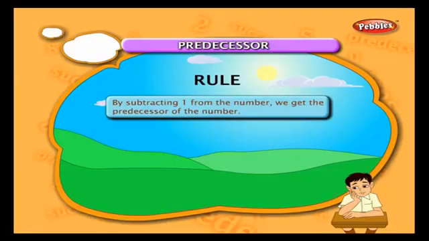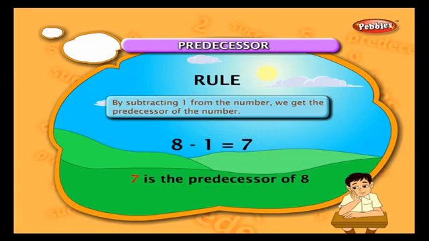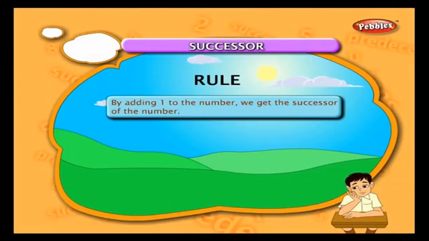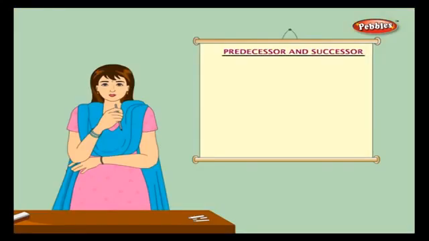Predecessor. Let us see the rule for predecessor. By subtracting 1 from the number, we get the predecessor of the number. That is, 8 minus 1 is equal to 7. 7 is the predecessor of 8. Successor. Let us see the rule for successor. By adding 1 to the number, we get the successor of the number. That is, 4 plus 1 is equal to 5. 5 is the successor of 4. Thus we find the predecessor and successor for the numbers.